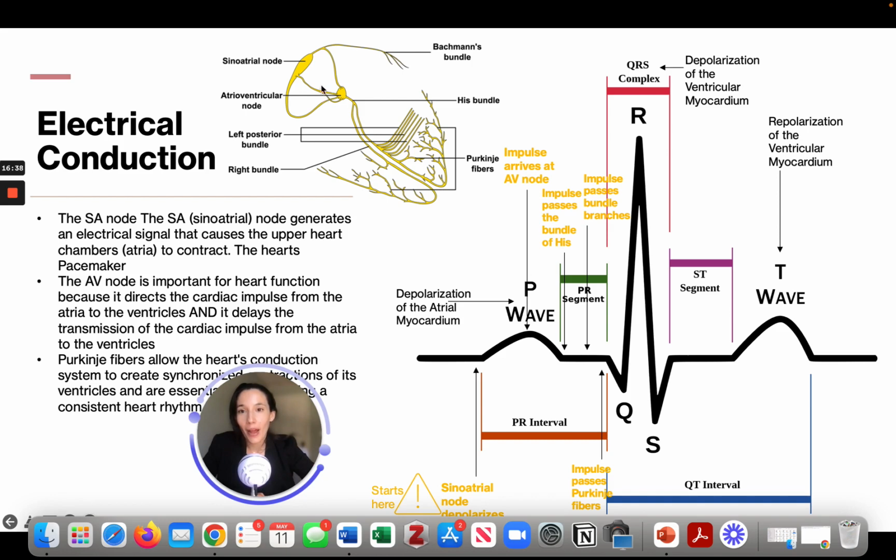The impulse is then passed. So it goes from the SA node to the AV node. So now the heart has that little P wave. And then it's going to the bundle of His. So that's right here, and that's happening right after the P wave. And then it passes to the bundle branches. So it comes down here to the bundle branches. And then it passes to the Purkinje fibers. So that's down here, right? And then you have your heartbeat at the depolarization of the ventricles. So you can also think the atrium is up here and the ventricles are down here.